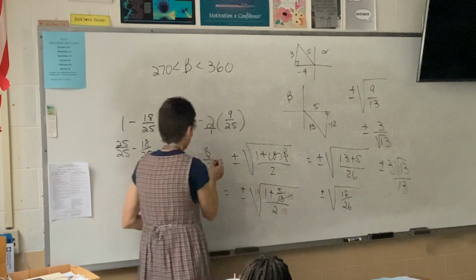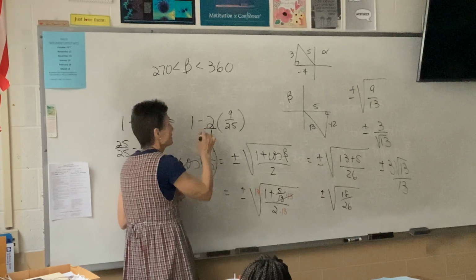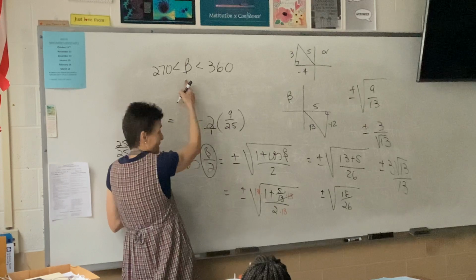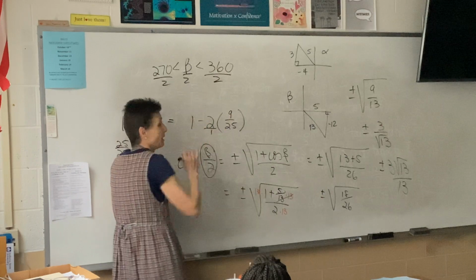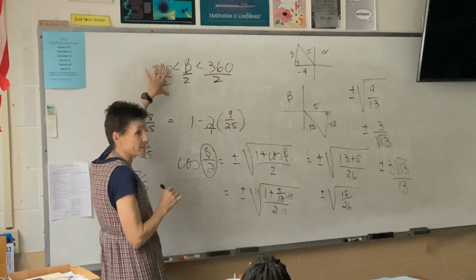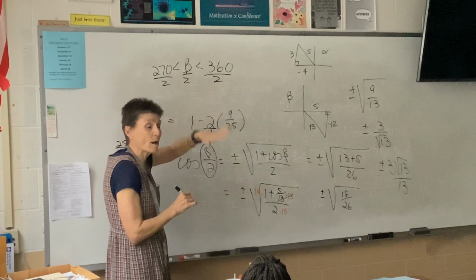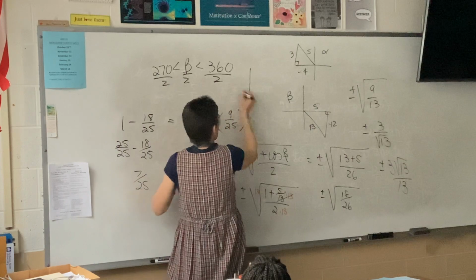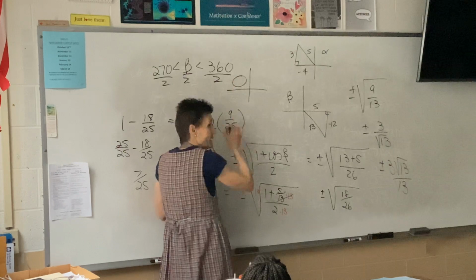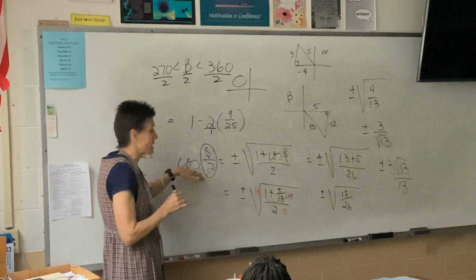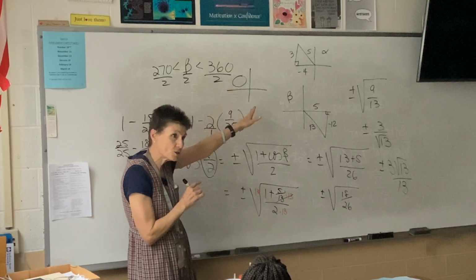The question involves half of that. So if whole beta is between 270 and 360, then half beta is going to be between what? 135 and 180? Now, where is 135 to 180? Which quadrant are we talking about? Talking about right here, right? You are doing a cosine problem for an angle in quadrant 2.